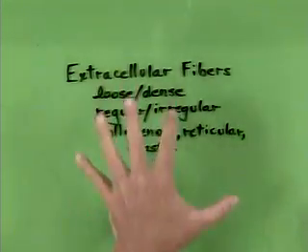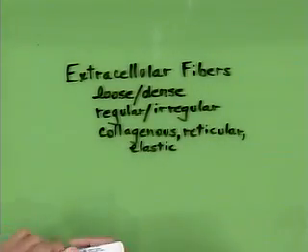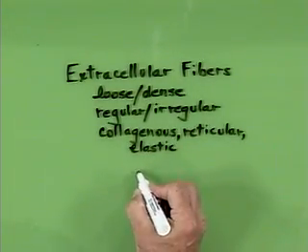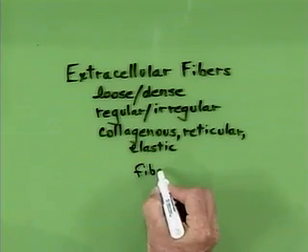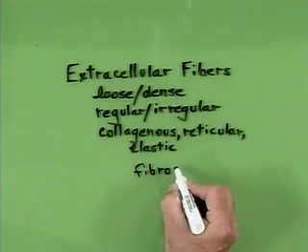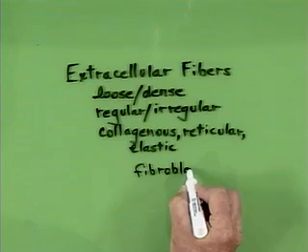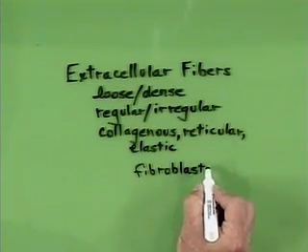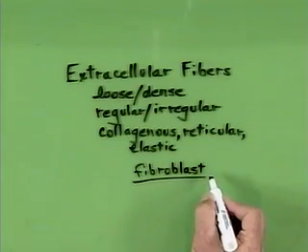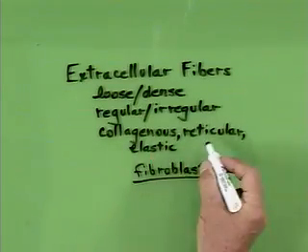Now, all of these fibers, all 3 kinds, are actually manufactured by the primary cell of connective tissue proper, which is called a fibroblast. We mentioned this a while ago, but I want to put it up here again. So the fibroblasts make all 3 of these kinds of fibers.